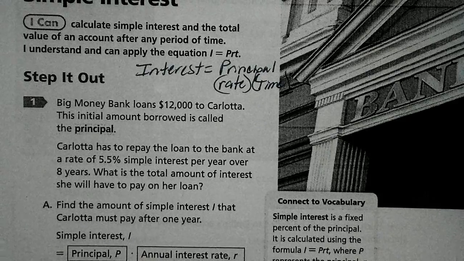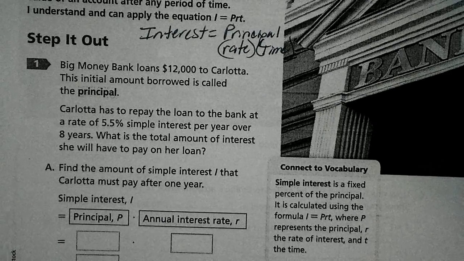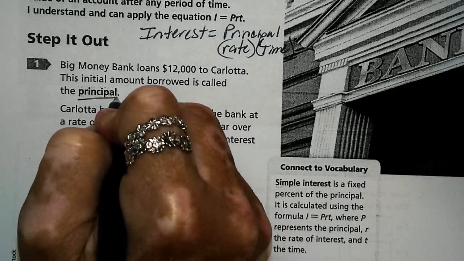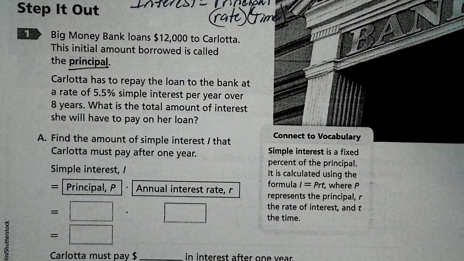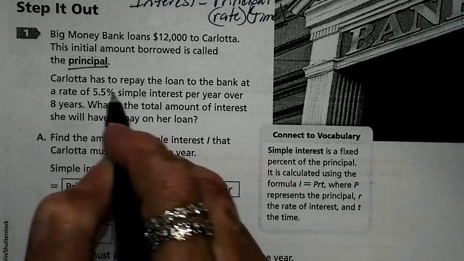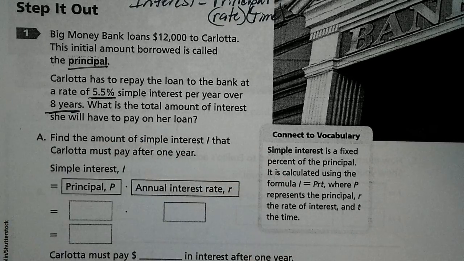All right. So the first one says, Big Money Bank loans $12,000 to Carlotta. This initial amount borrowed is called the principal. Carlotta has to repay the loan to the bank at a rate of 5.5% simple interest per year over 8 years. So there's my rate and there's my time. What is the total amount of interest she will have to pay on her loan?